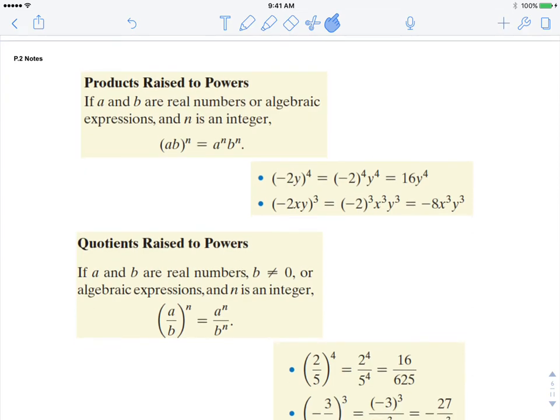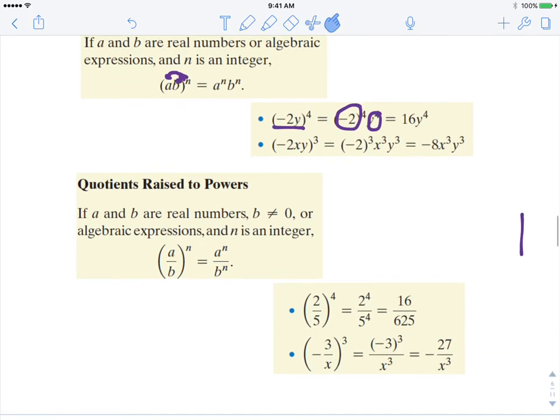Products raised to powers. I think of these as like your distributive properties. You're going to distribute that n to both terms. So here's an example. Negative 2y to the 4th, you're going to distribute it to the negative 2 and the y, and then simplify it. Negative 2 times negative 2 times negative 2 times negative 2 is positive 16.